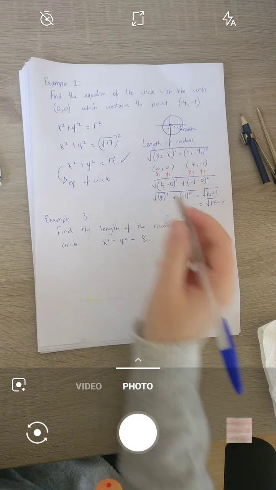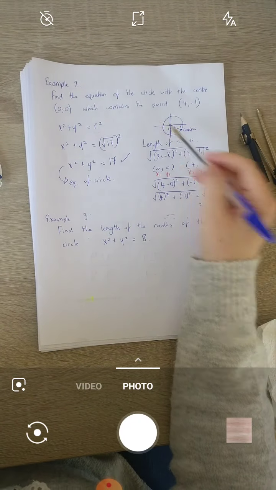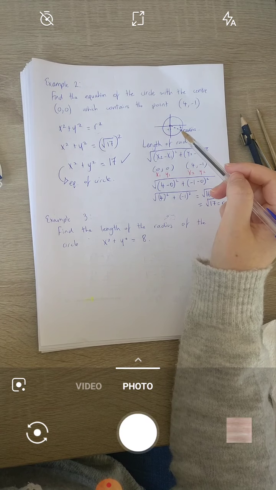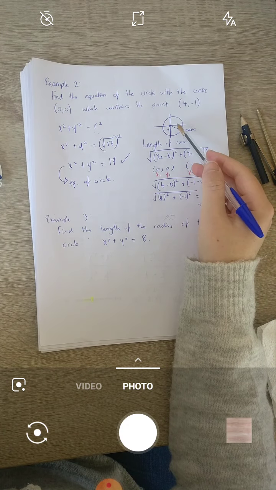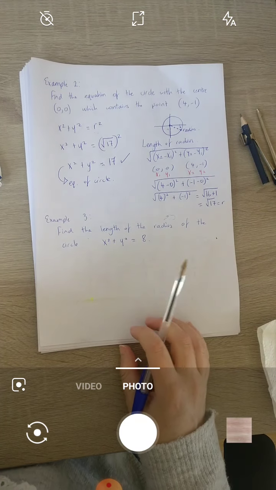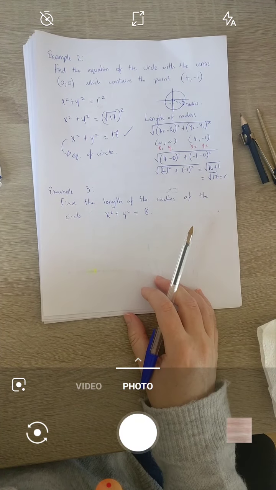So just keep in mind sometimes, because we're talking about a radius, which is a straight line, we might need to use some of the formulas we used in the line to solve certain parts of different questions here. So just always be mindful of that.